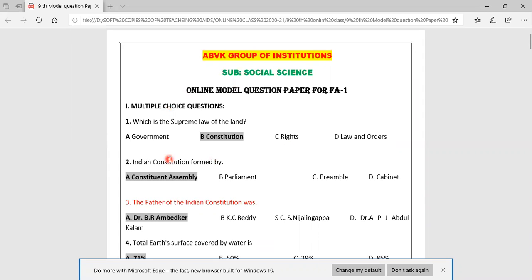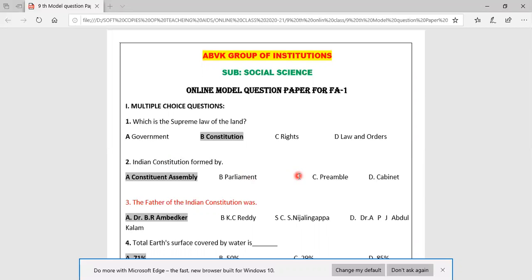The second question is, the Indian Constitution was formed by? Option A, Constituent Assembly. Option B, Parliament. Option C, Preamble. Option D, Cabinet. Option A, Constituent Assembly is the right answer.